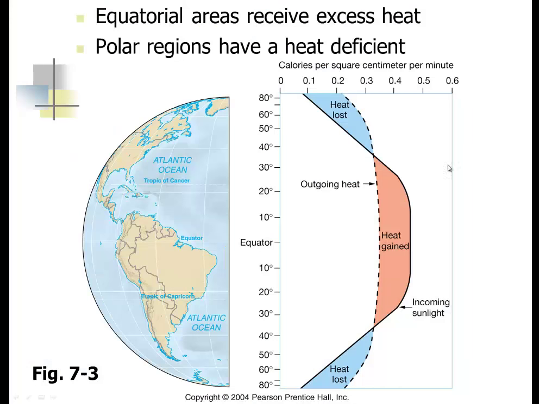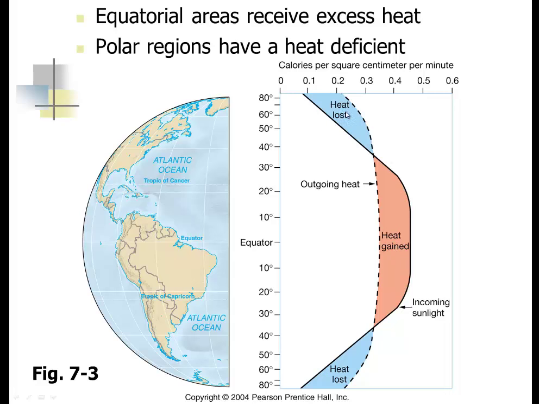Equatorial areas receive excess heat. If you take a look at the areas located between 23.5 degrees, actually going up to the low-to-high 30s, we actually gain more energy than we lose. And then you go up above that and they actually lose more than they gain.